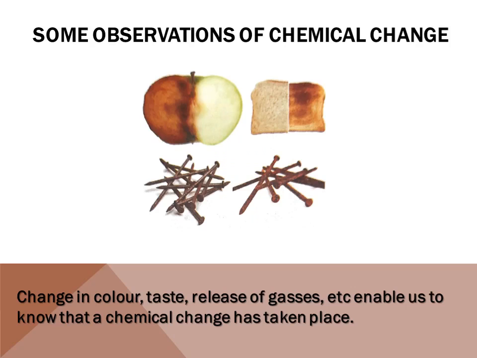Sometimes, some characteristic observations are perceived during a chemical change. For example, if an apple is cut open, you can see it becomes dark after some time. Or if the food is not fresh, the taste changes. Or the iron nails rust after some time. In all these changes, you can see there is a change in the color, taste, or release of gas. And these enable us to know that a chemical change has taken place.